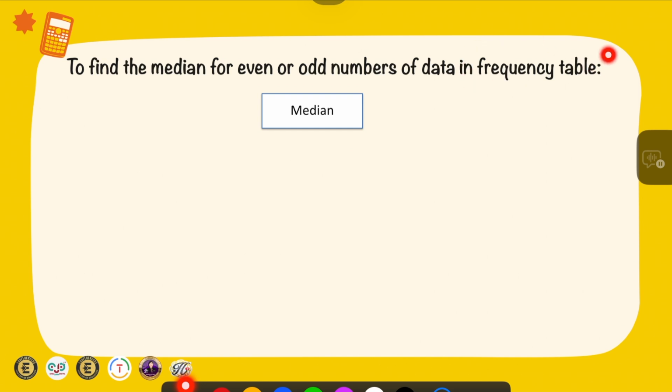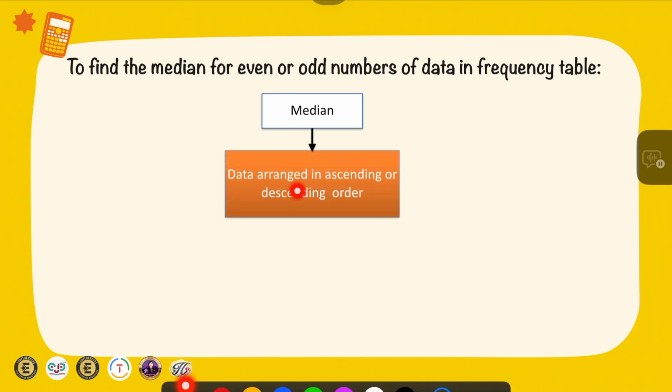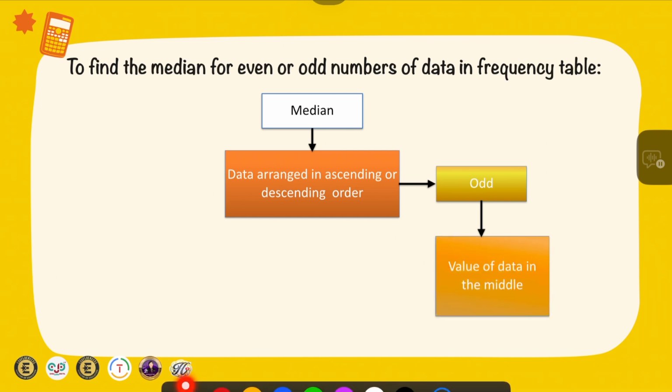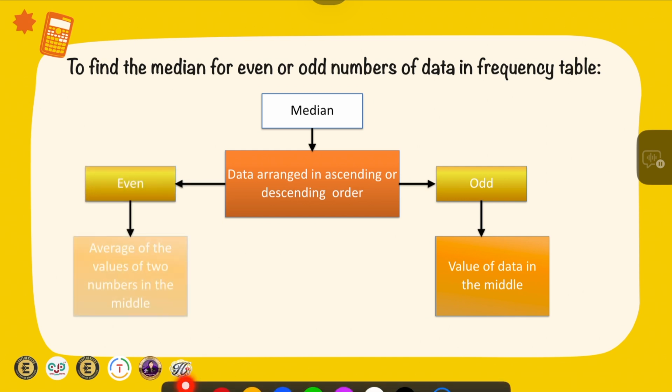So when we want to determine the median in a frequency table, we must follow these steps. Of course, we first arrange the data in ascending or descending order. For a set of data with an odd number of values, we find the value of the data in the middle. If the data is even, we find the average of the two values in the middle.